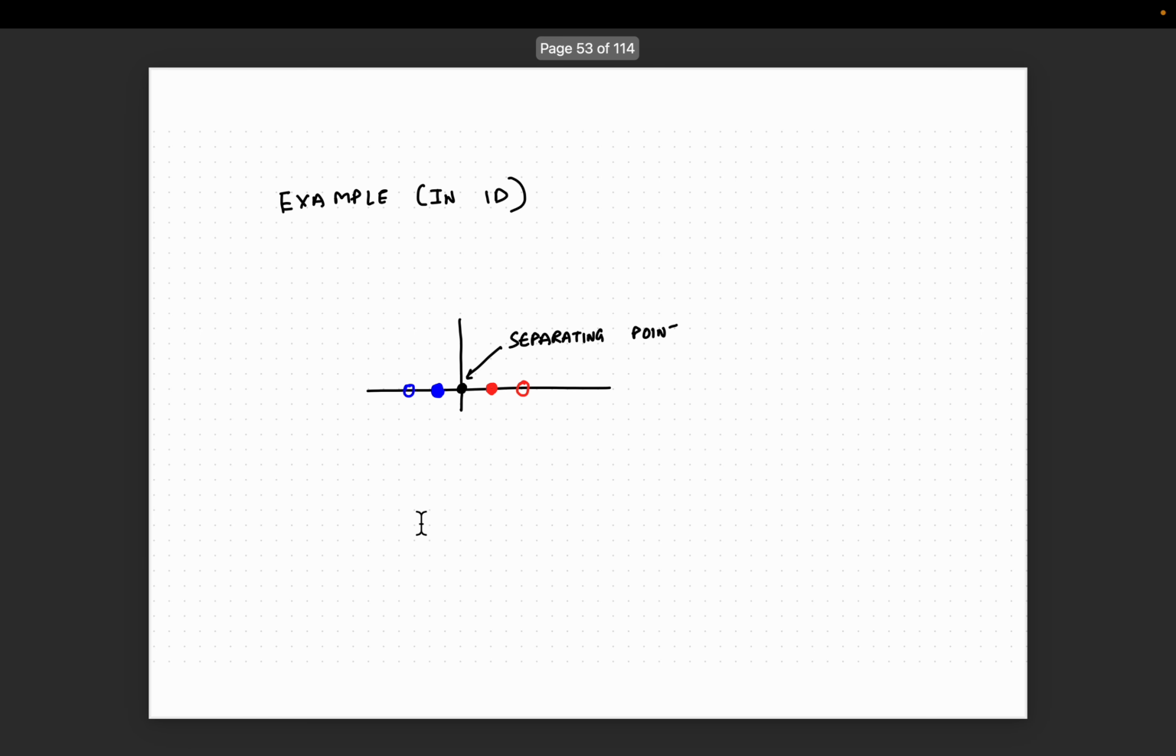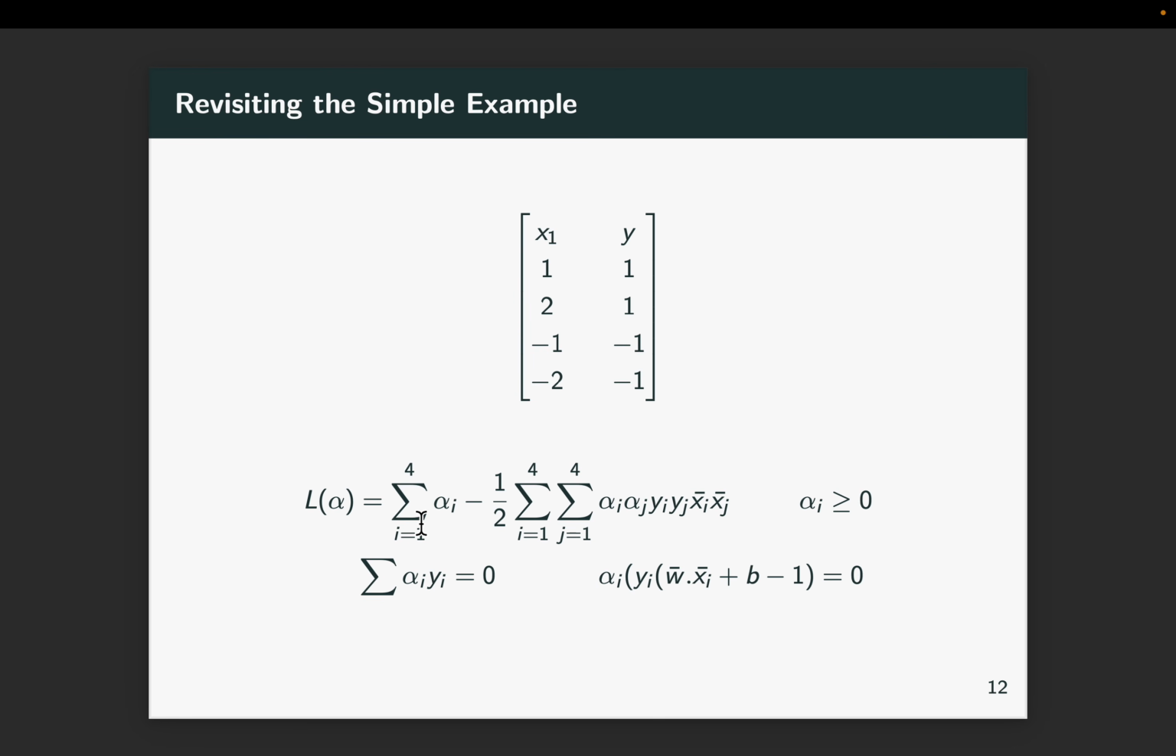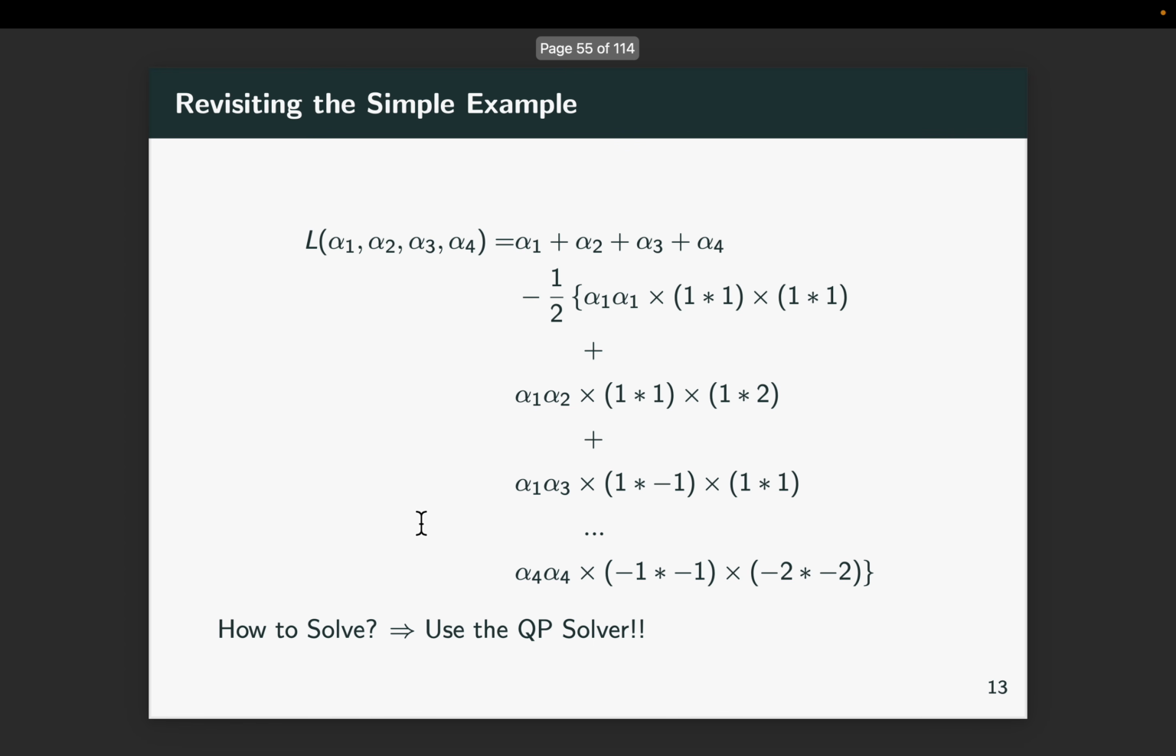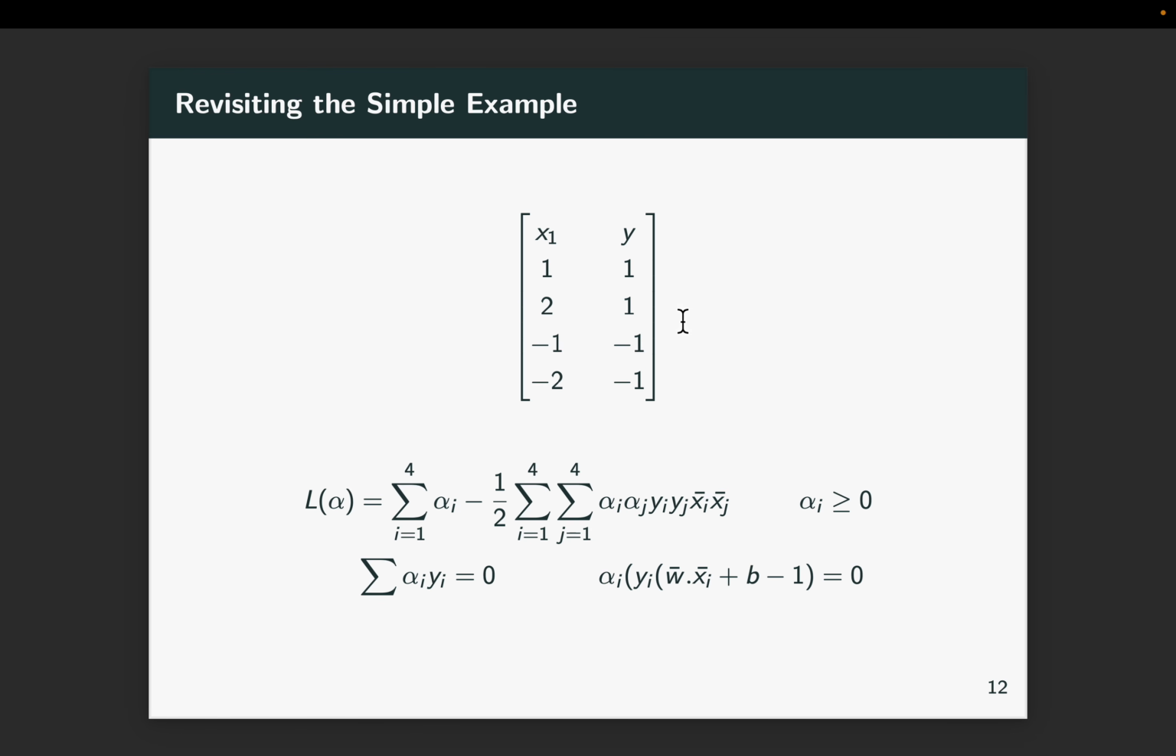We took this example in 1D again, but this time in the dual. So I wrote this in terms of L of alpha, and by symmetry I wrote that the alphas corresponding to x equal to 2 and x equal to minus 2 will be zeros because these are not going to be support vectors, and the alphas corresponding to x equal to 1 and x equal to minus 1 have to be the same. Why do the alpha corresponding to x equal to 1 and alpha corresponding to x equal to minus 1 have to be the same?